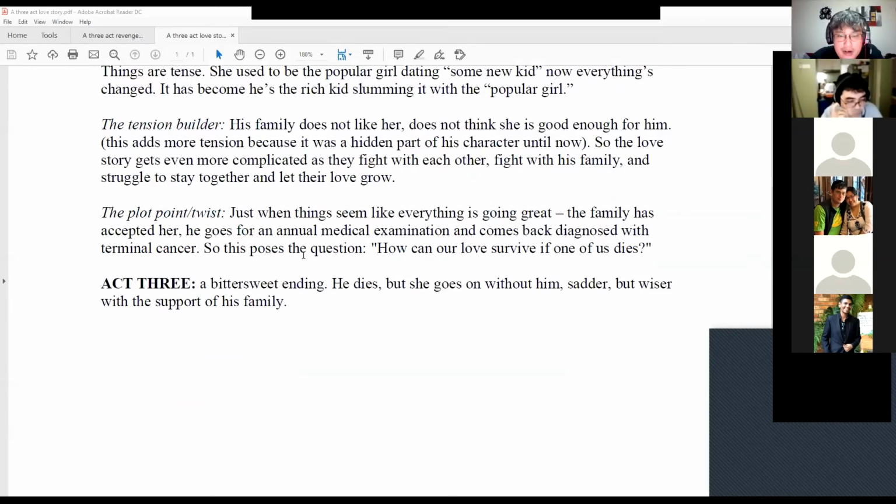So as the writer, just when things seem to be going great, family has accepted, he goes for the annual medical exam and comes back with a terminal diagnosis of some kind. So this poses your big question, your big bang event, as it were. Can our love survive if one of us dies? Act 3 is obviously he dies. It's a bittersweet ending. She goes on without him, sadder but wiser with the support of his family. So this is another example of a 3-act structure and a story told in 3 acts.